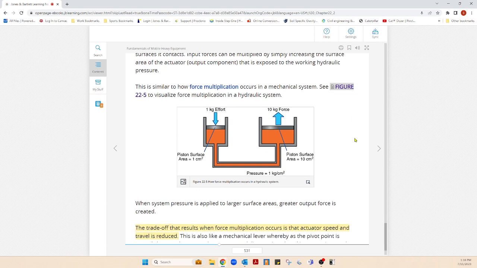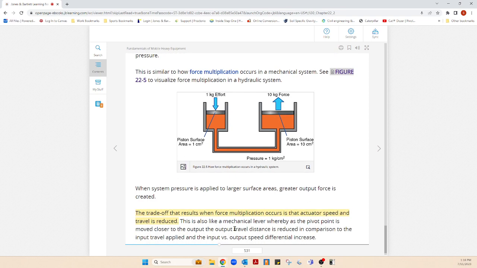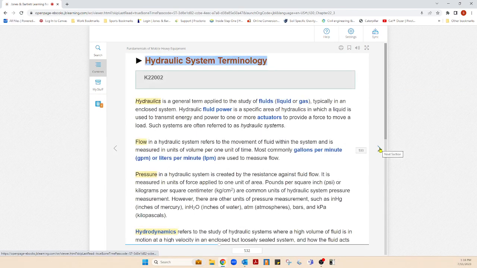This heavy equipment that we use. The trade-off results when the force multiplication occurs is that actuator speed and travel is reduced. Speed's a little bit harder to define, and we will get to that. But I want you to understand that there's a trade-off for this force multiplication deal. The terminology, I'm going to let you figure it out.